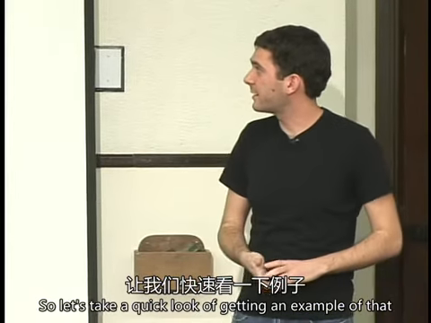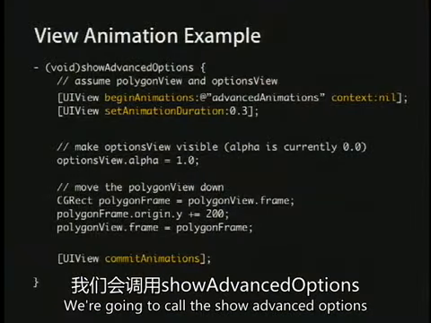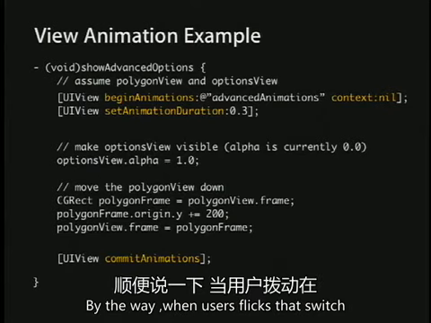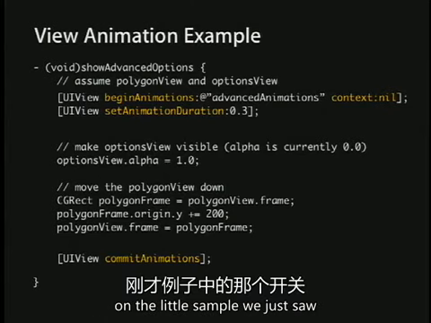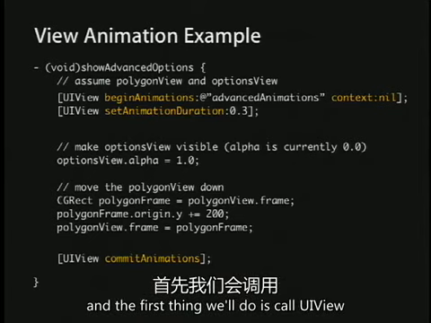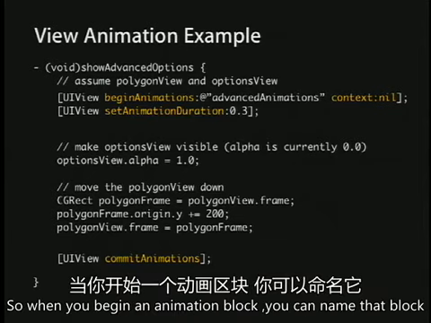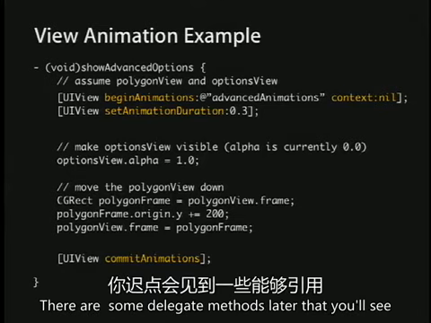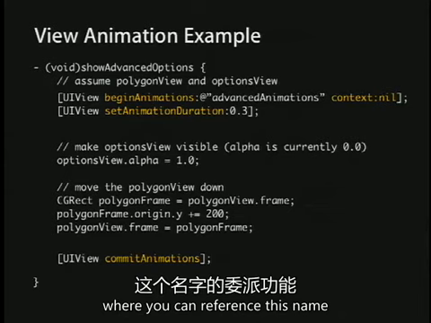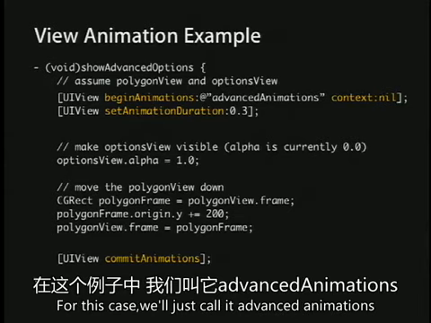So let's take a quick look at an example of that. We're going to call the Show Advanced Options button. When the user flicks that switch on the little sample we just saw, we're going to call this code. And the first thing we'll do is call UIWindow begin animations context. So when you begin an animation block, you can name that block. There's some delegate methods later that you'll see where you can reference this name. For this case, we'll just call it advanced animations.